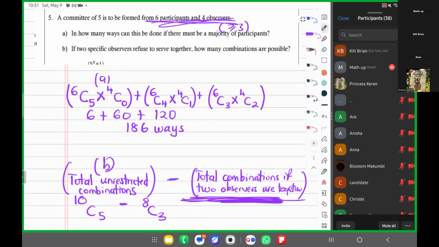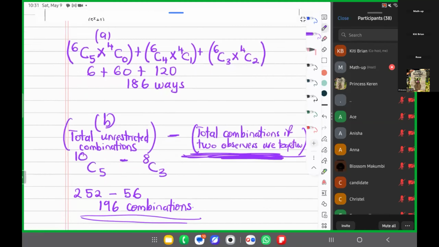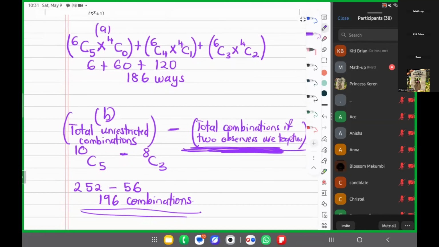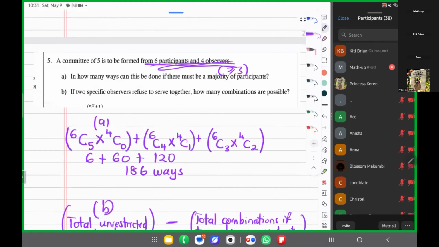I don't know if that makes sense. Okay, I get it. Thank you. Yeah, for me, it has. I've understood. And I subtracted from the unrestricted total that condition of those two being together, to get what I would have if those two are not serving together.